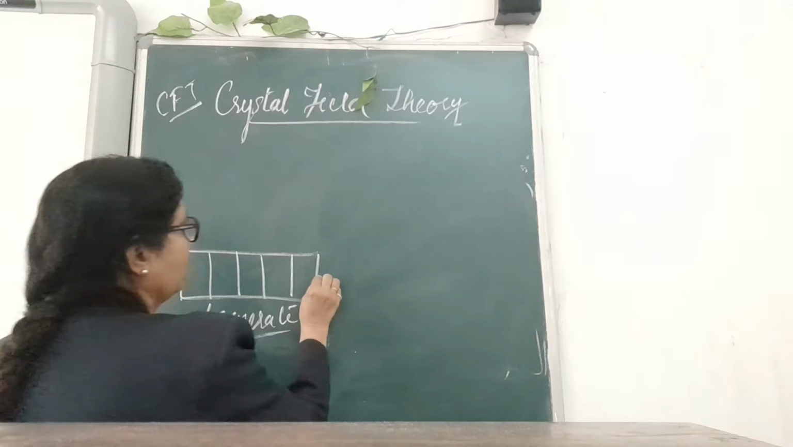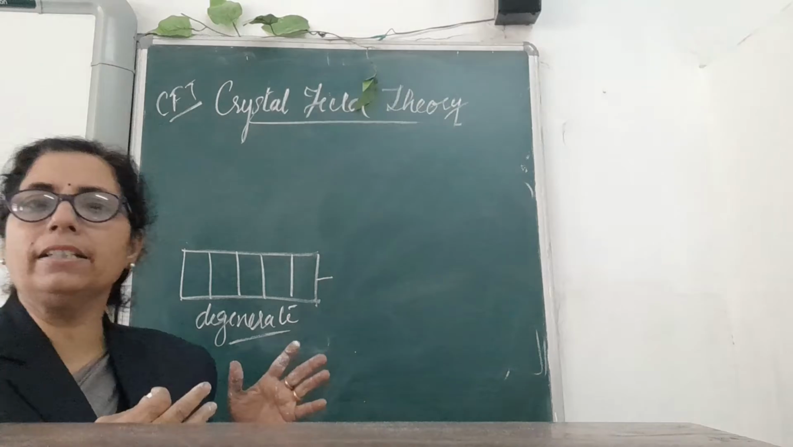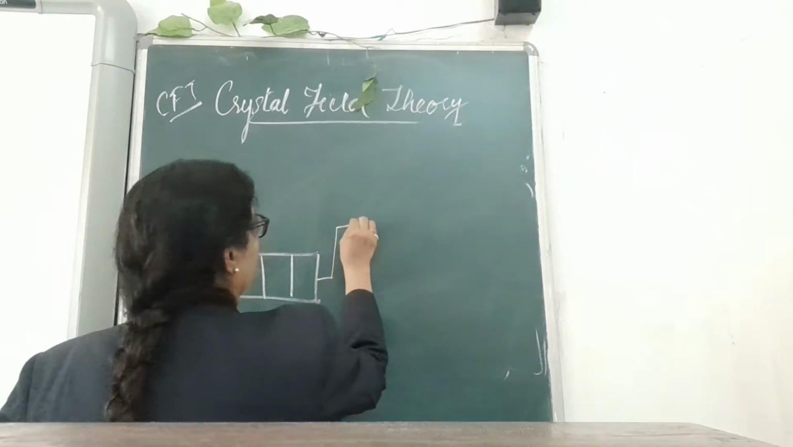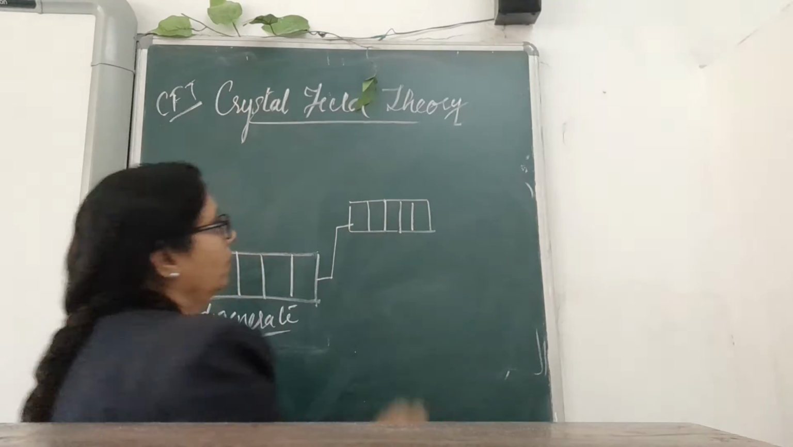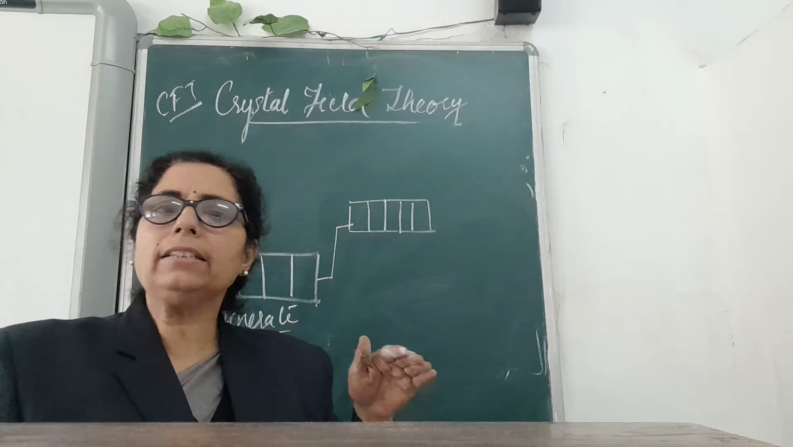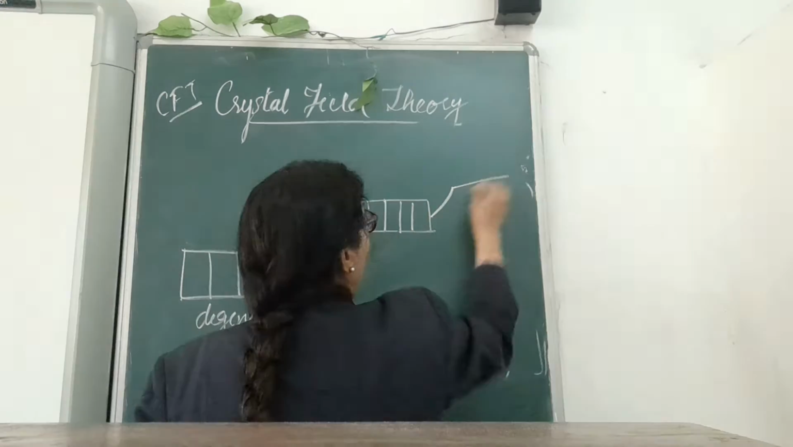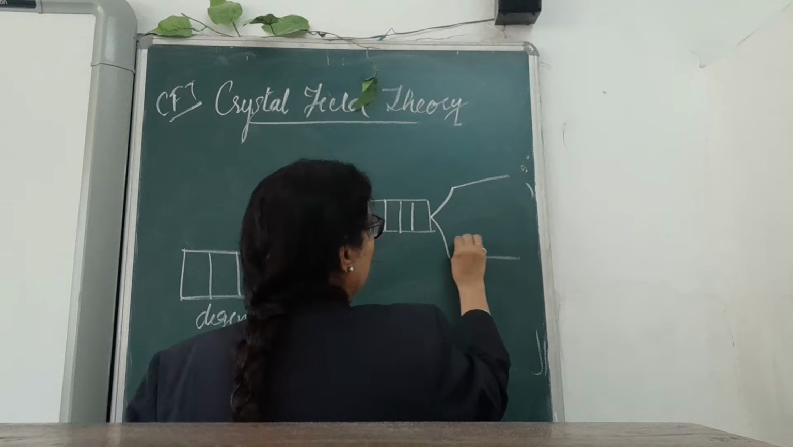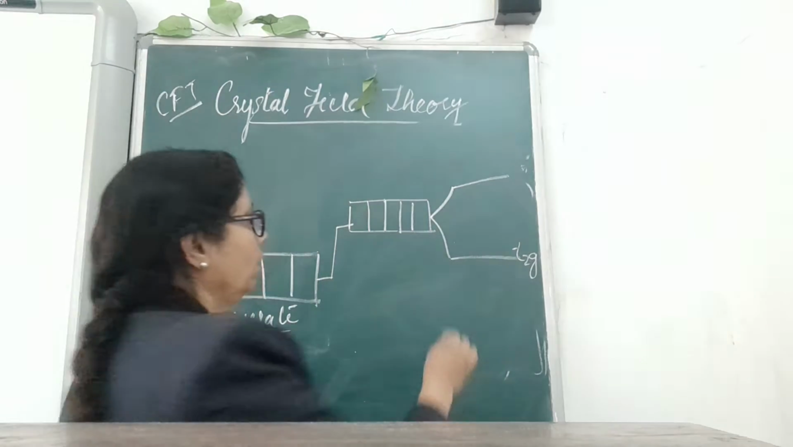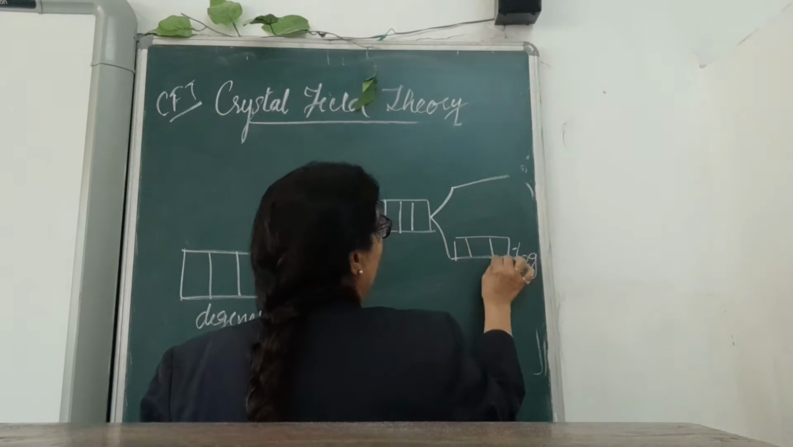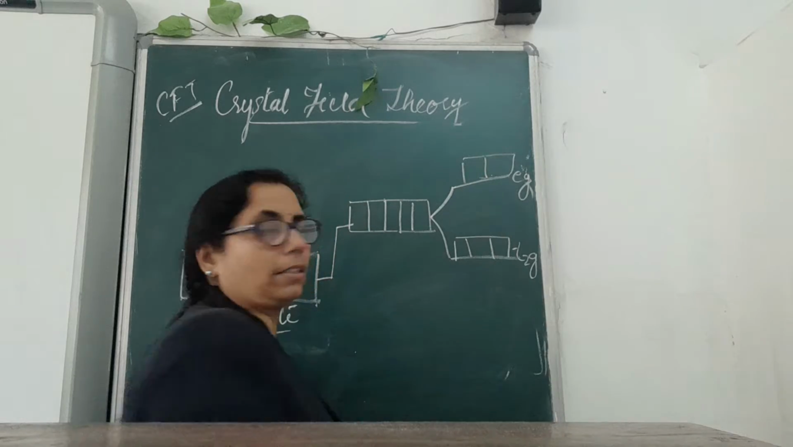And what happens here, when the electrons present in these orbitals get energy, they get excited and come to the higher energy level. At this energy level, it splits into two. One having the lower energy, that you call T2g. In T2g, there are 3 orbitals present. And next is Eg, where 2 orbitals are present.